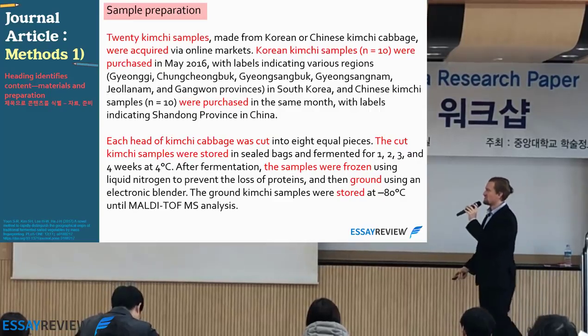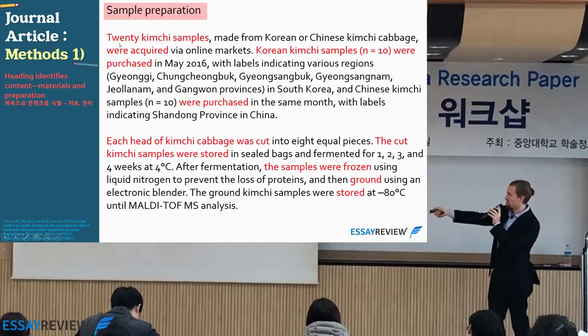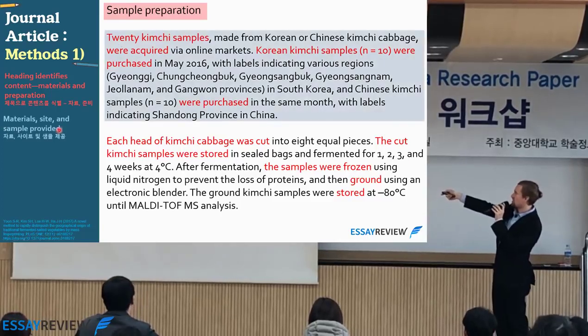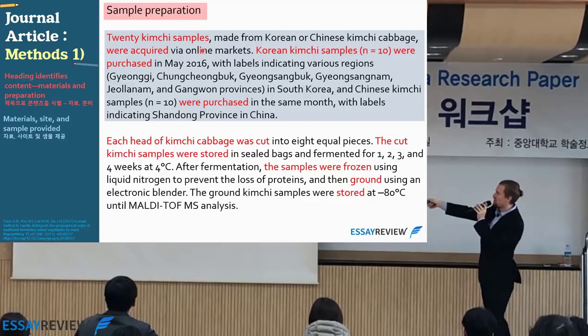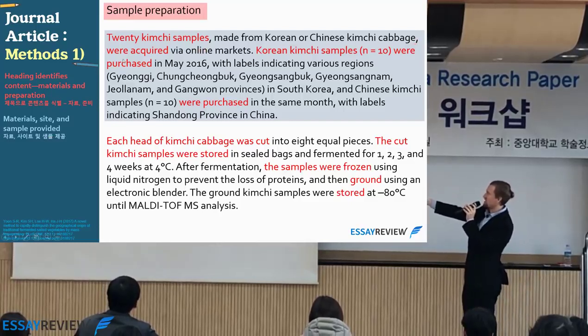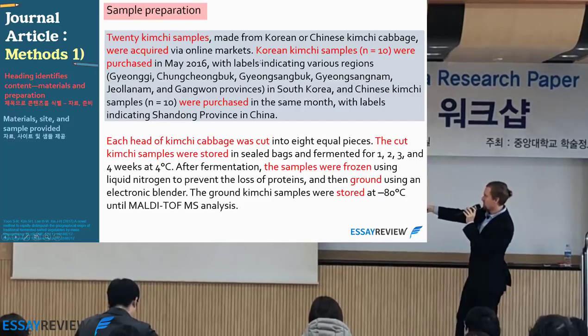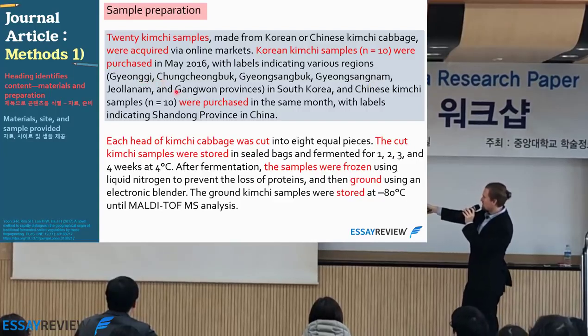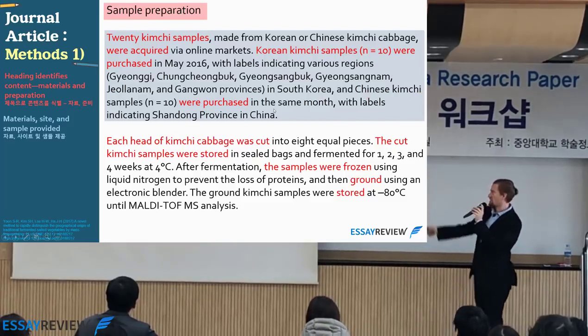The first thing that this researcher does is discuss materials, site, and sample. 20 kimchi samples made from Korean or Chinese kimchi cabbage were acquired via online markets. So we have where they're from and what the materials are. And then you have the exact place where they were procured. They came from Gyeonggi, Chungcheongbuk, etc. And then the Chinese kimchi samples were purchased in the same month. So you have the place and where in China they were purchased.